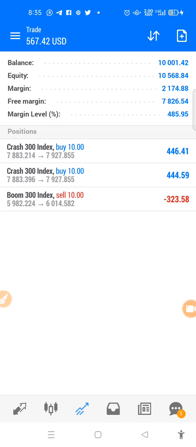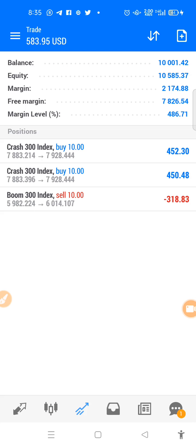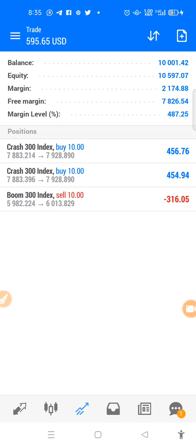So the point is that even if the trade enters a little loss, it's very sure to still recover back into profit. So right now, the crash is still going. It might spike, like I told you, but it will still continue up.